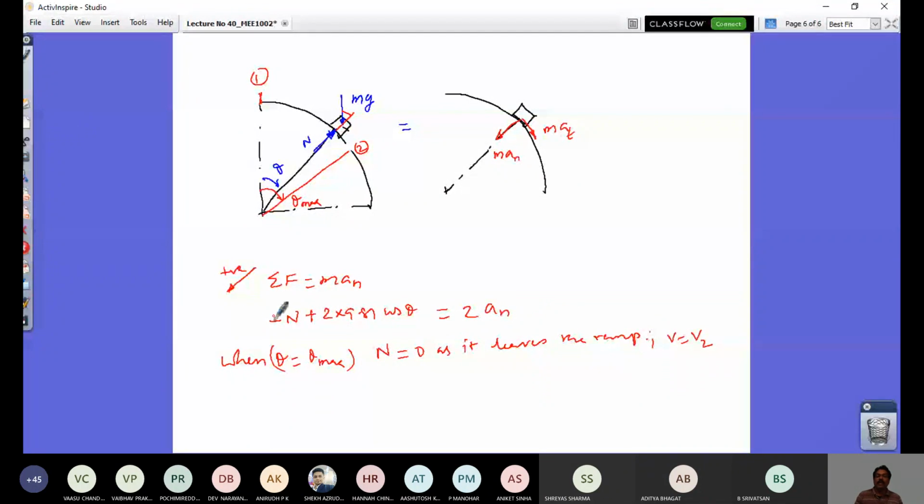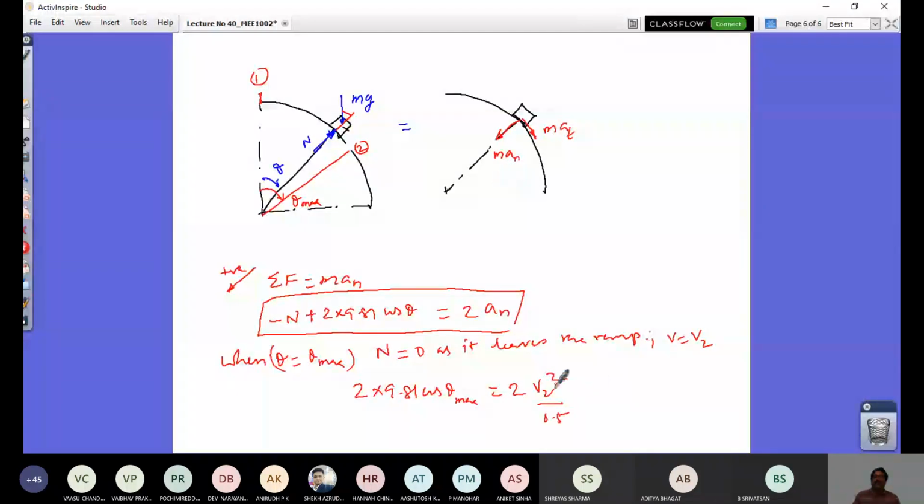This is generic equation. In this equation, N is 0 if I substitute, and this becomes 0 if I substitute. That's going to be 2 into 9.81 cos theta max. Now that's equal to 2 into what is AN? It's V2 squared by rho. Rho here is radius of this ramp, that's 0.5. So this we have to put in.